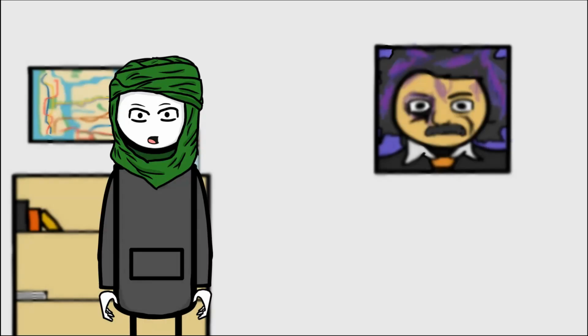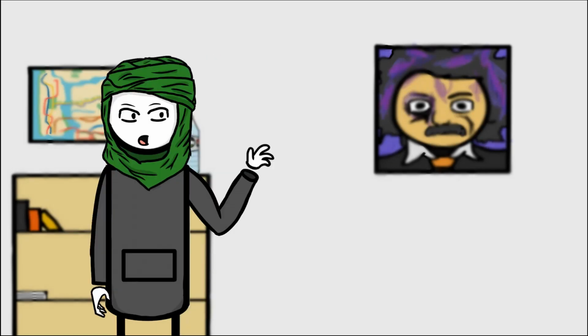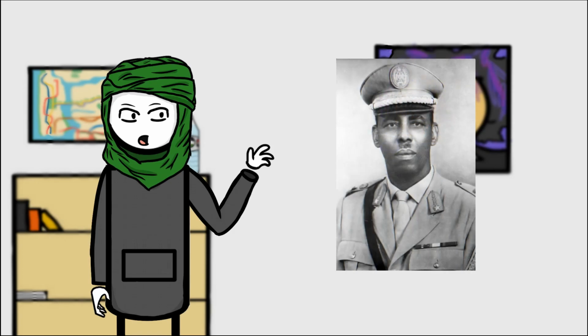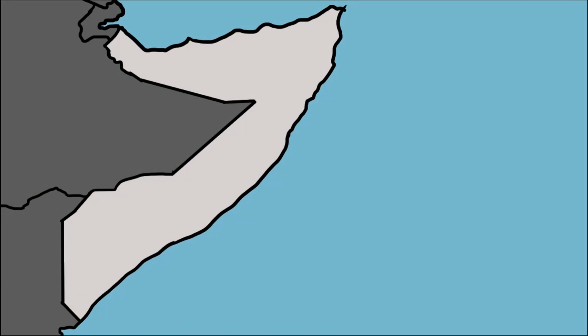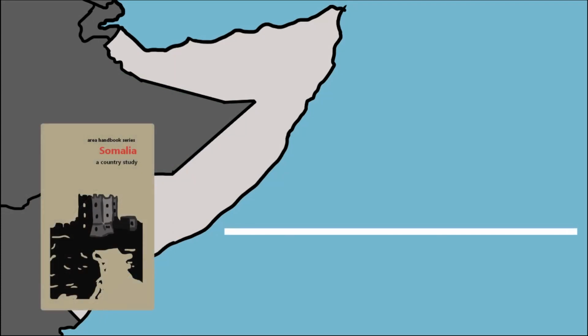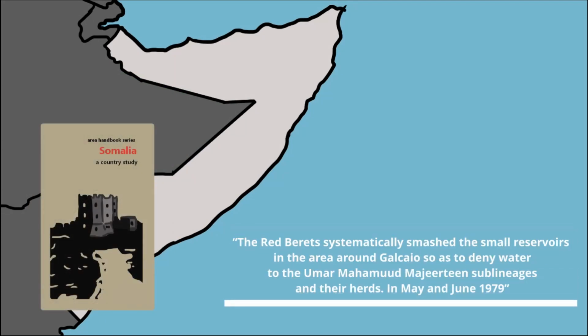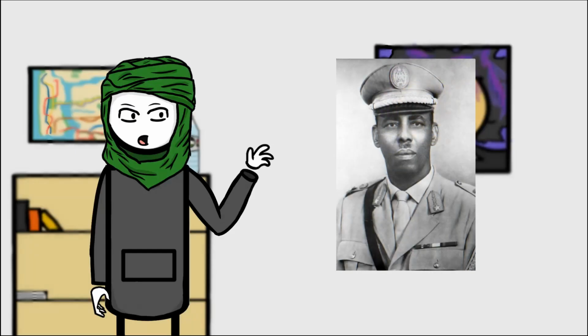In the year 1979, a military coup was kicked off against Siad Barre. Siad Barre was able to quell this coup and quickly began to lead collective punishments against the clans these coup leaders were from. Siad Barre would take aim at the Mujahideen clan. As stated in the book Somalia: A Case Study, the Red Berets systematically smashed small reservoirs in the area around Gasako to deny water to the Omar Mohamedun Mujahideen sublineages and their herds in May and June 1979. This is just one example of what Siad Barre did to the Mujahideen clan.